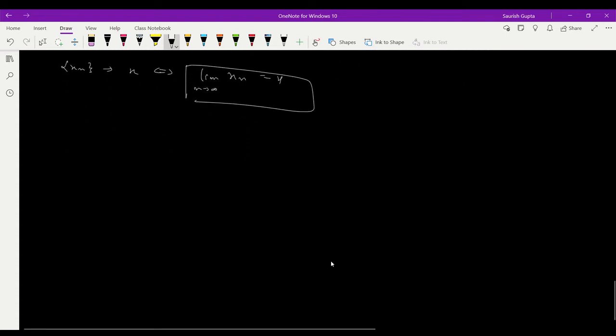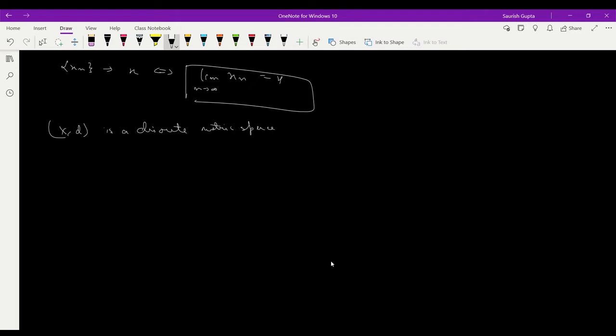Now let us study a few examples. Suppose you have a discrete metric space (X, d). Which sequences are convergent in a discrete metric space? See, the distance between any two elements can either be 0 or 1. So for a sequence to converge to some point, the distance must tend to 0. And when can the distance tend to 0? The distance can tend to 0 only if it actually equals 0.